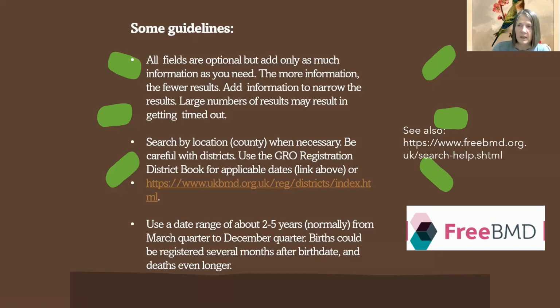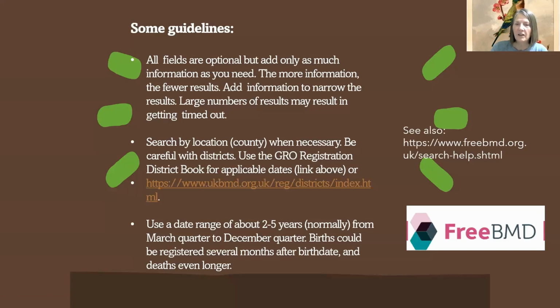Large numbers of results, however, if it gets over, I think, 3,000, they will just time you out and you won't be able to get that many results. And it takes forever too. It just keeps spinning and you're like, okay, so start smaller than 3,000. Don't search for every Smith in the country is what I'm saying. Search by location when you need to.